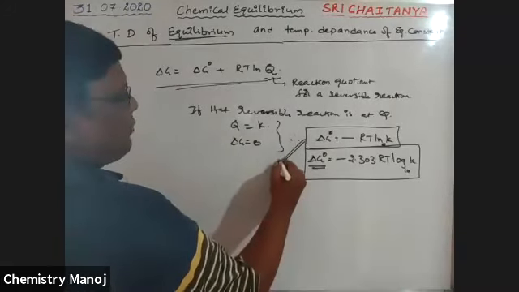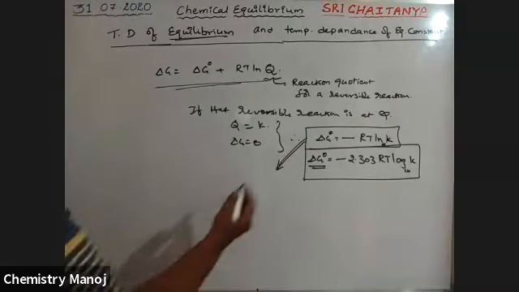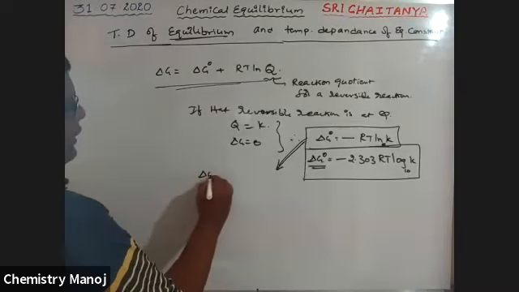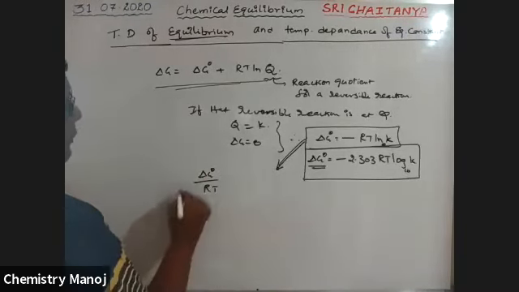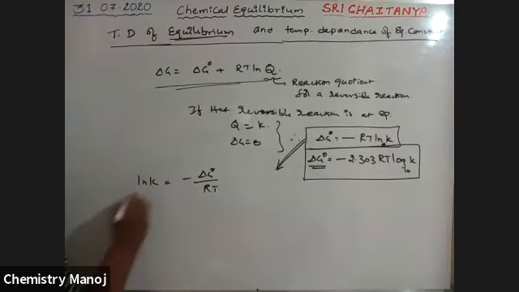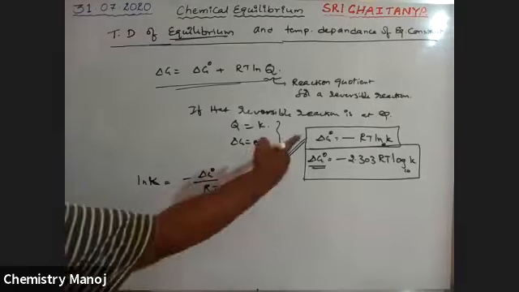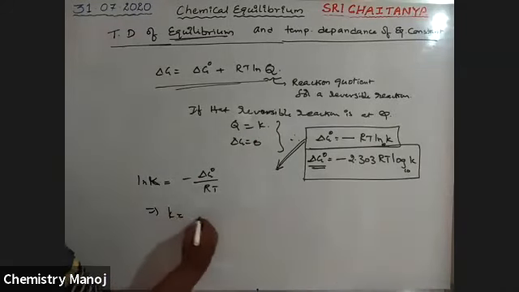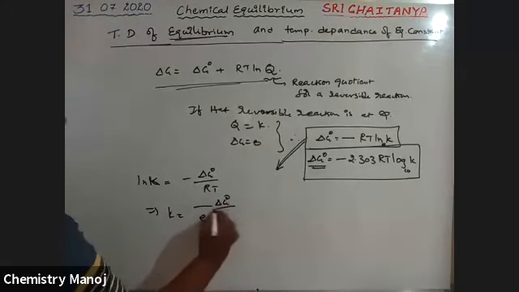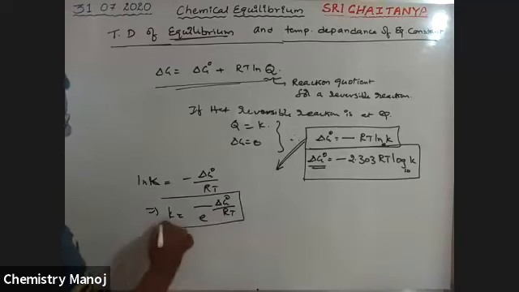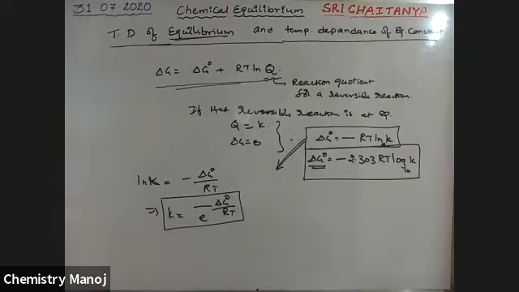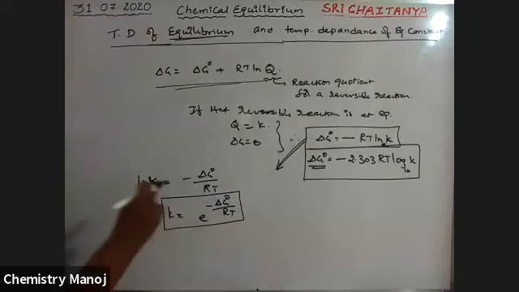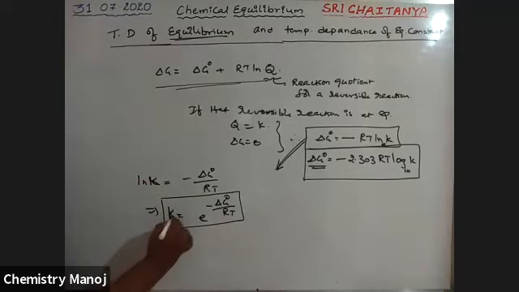So now I am using this equation, rewriting it. From that, minus delta G naught by RT is equal to ln K. That implies K is equal to e power minus delta G naught by RT. So K is equal to e power minus delta G naught by RT. Therefore it is very, very important. K is nothing but the equilibrium constant.